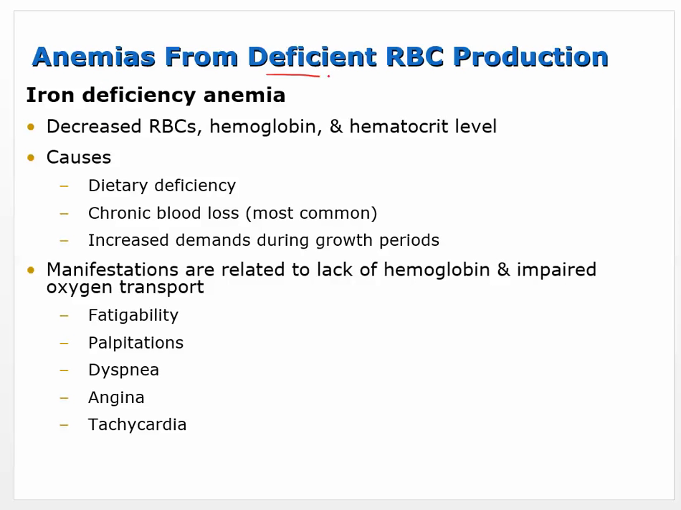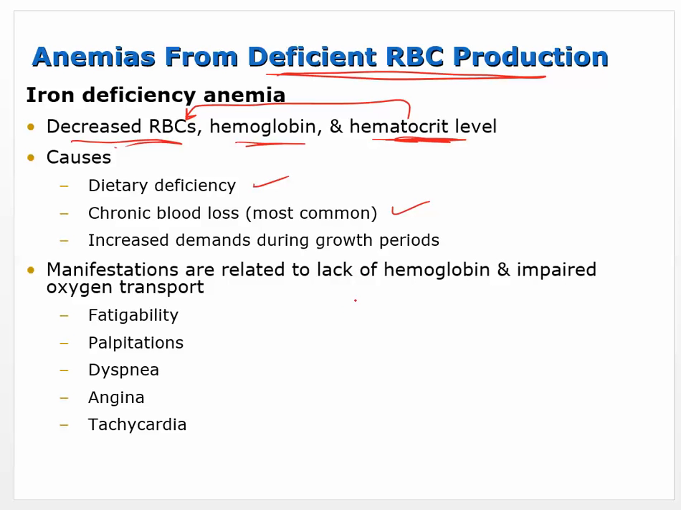These are from deficient red blood cell production, so we're not making the red blood cells properly. So iron deficiency, we've already kind of talked about this: decreased red blood cells, decreased hemoglobin, and ultimately decreased hematocrit level, which is related to the decrease in red blood cells. It can come from a dietary deficiency. You're not getting enough iron. Chronic blood loss, which is the most common. You bleed, and remember, we're not necessarily replacing the iron as quickly.